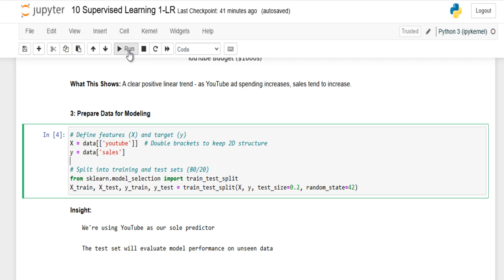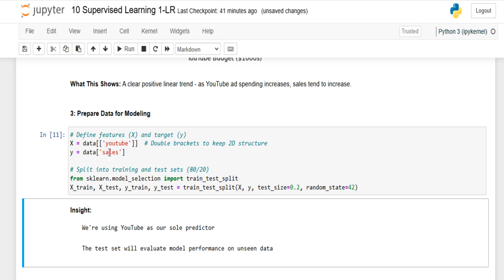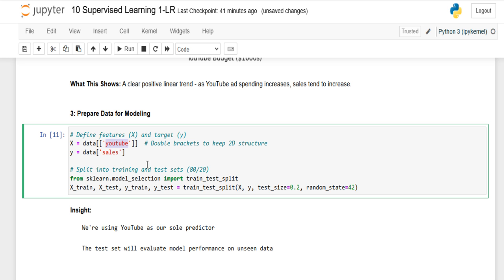If we run this now, the model is being prepared. We want to define our X and y targets as usual, but this time we are using only one variable, which is YouTube. You can change it to Facebook or newspaper as you like. We are preserving the 2D structure, that's why I use the double brackets, so that it is maintained. Our target is sales, our y-axis. We do our splitting as usual, 80 by 20. You can try 70 by 30 and see the difference in the results.